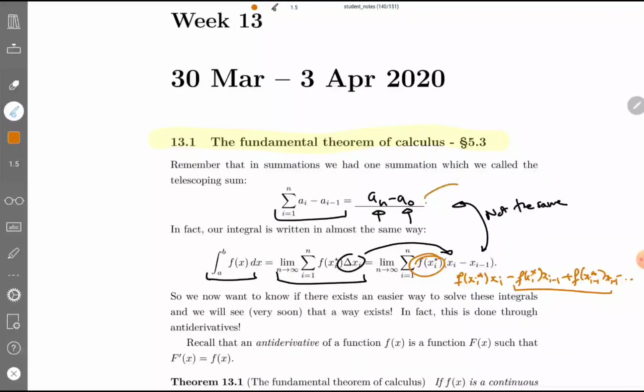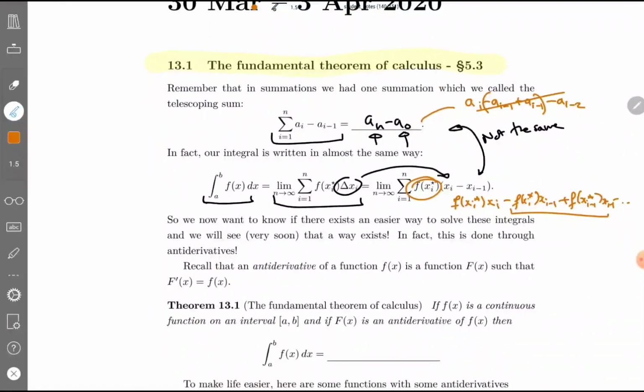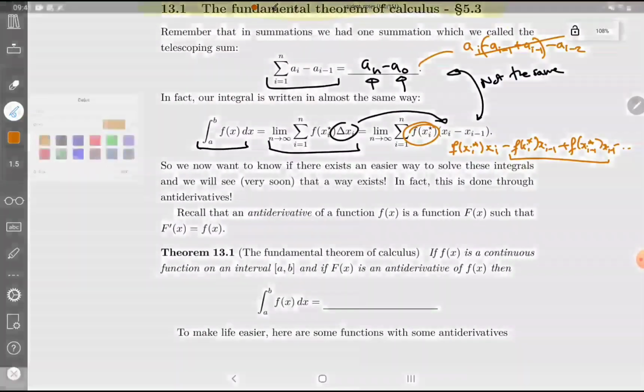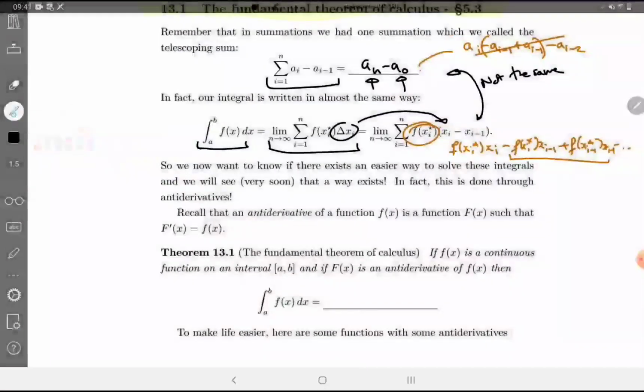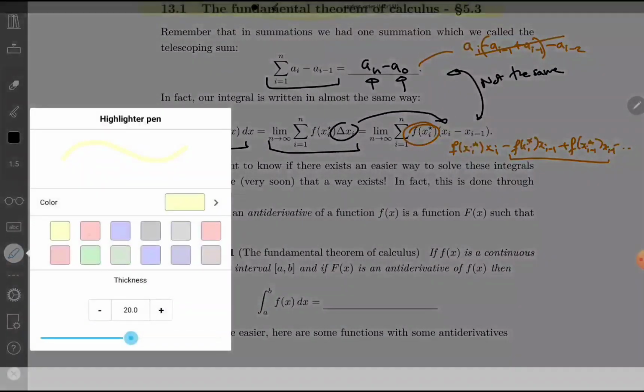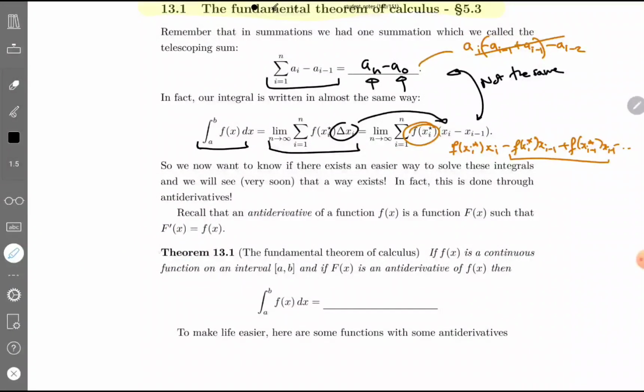So normally up here I can cancel, right? I normally have a_i minus a_{i-1} plus a_{i-1} minus a_{i-2}, and these two can cancel, but here I can't. They're similar, and they use this idea in order to prove what's called the fundamental theorem of calculus. And so let's highlight this because it's fundamental.